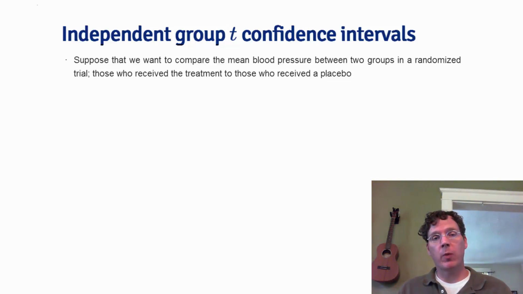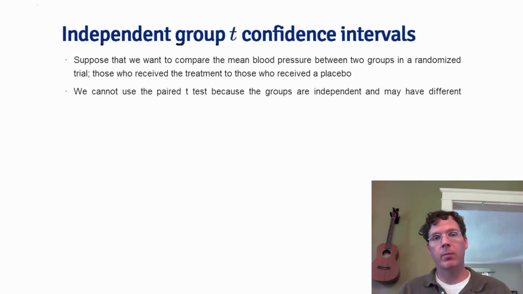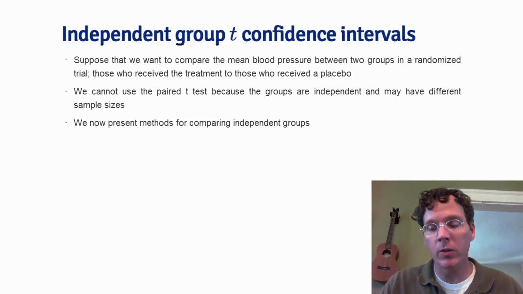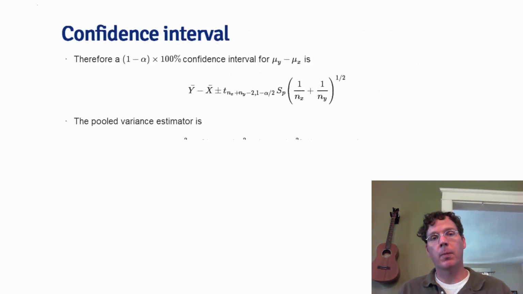Because you've performed this randomization, it's reasonable to just compare the two groups with a t-confidence interval or a t-test, which we'll cover later on. But we can't use a paired t-test because there is no matching of the subjects between the two groups. So we now present methods for comparing across independent groups.